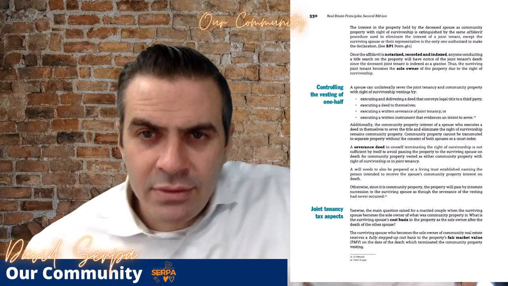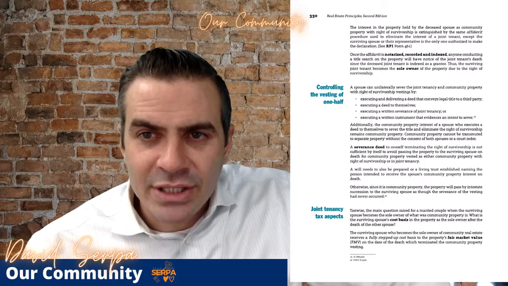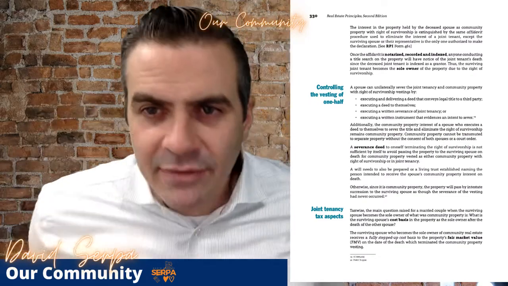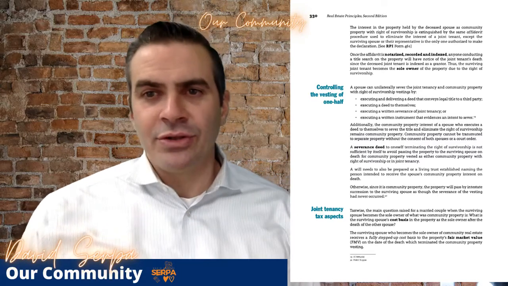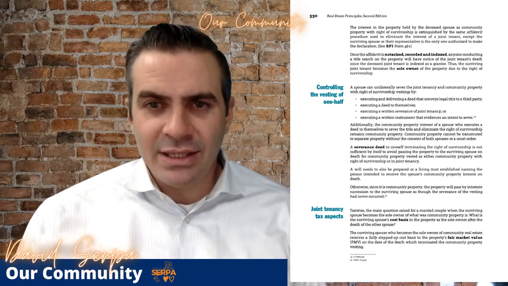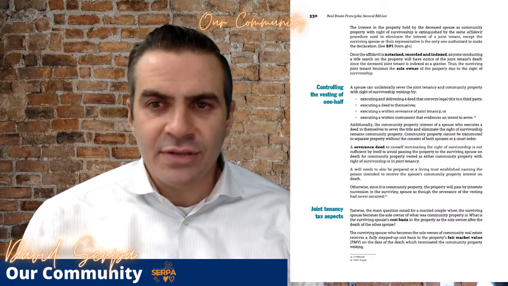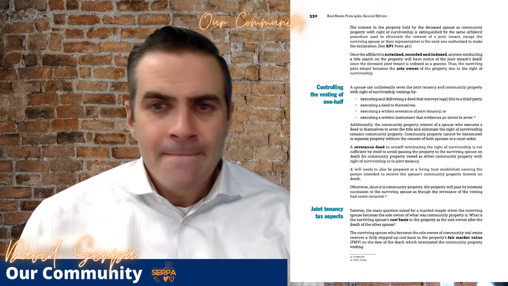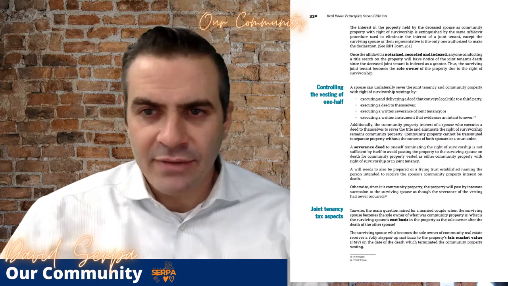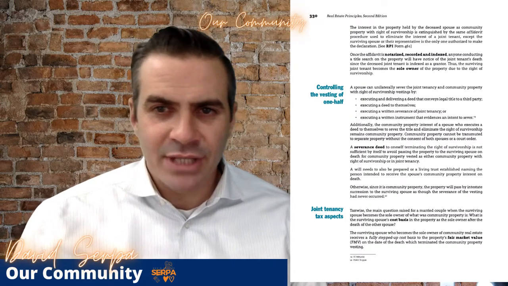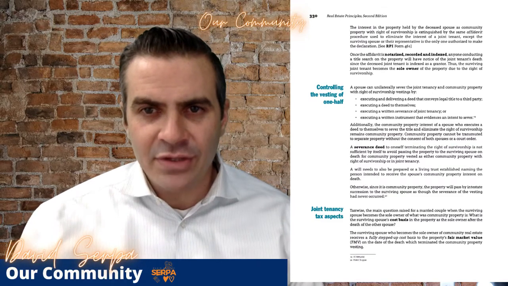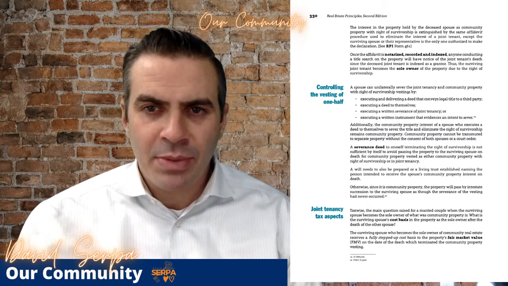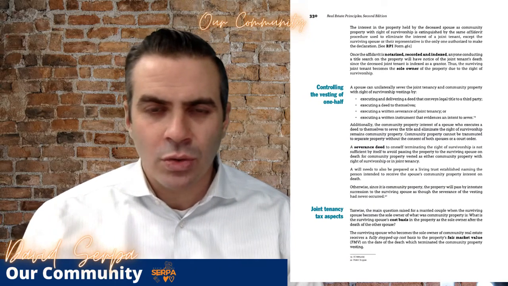Controlling the vesting of one half, a spouse can unilaterally sever the joint tenancy in community property with the right of survivorship vestings by executing and delivering a deed that conveys legal title to a third party, executing a deed to themselves, executing a written severance of a joint tenancy, or executing a written instrument that evidences an intent to sever. Additionally, the community property interest of a spouse who executes a deed to themselves to sever the title and eliminate the right of survivorship remains community property. Community property cannot be transmuted to a separate property without the consent of both spouses and a court order.